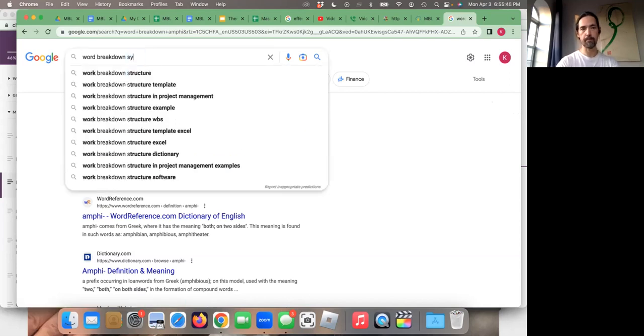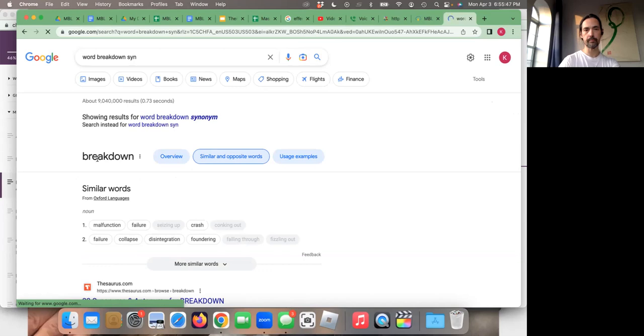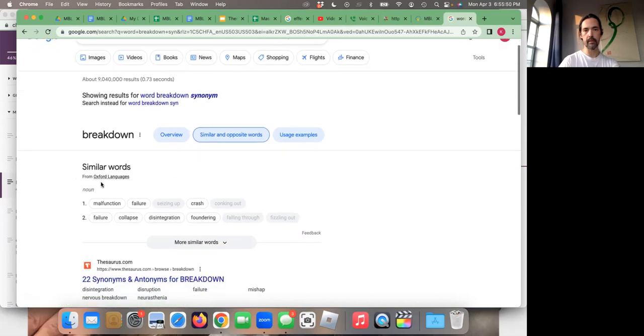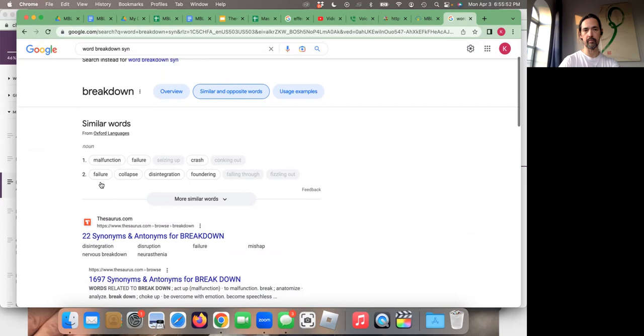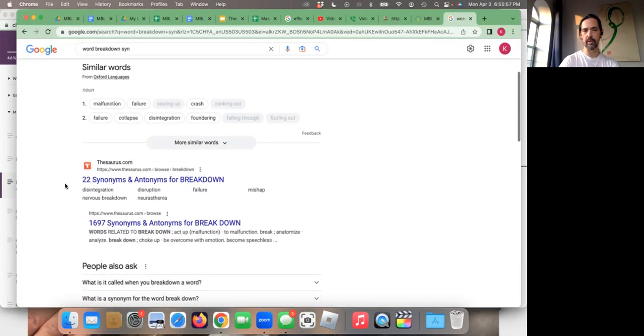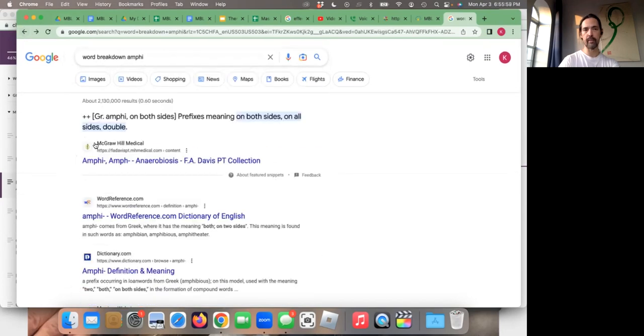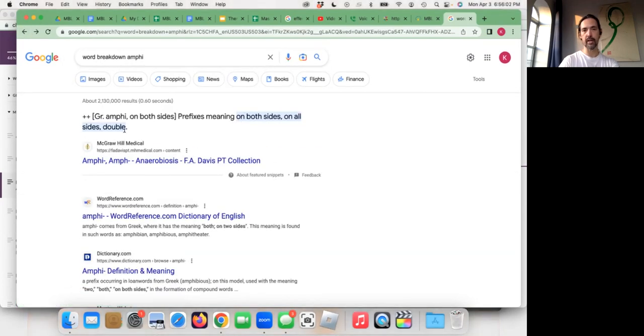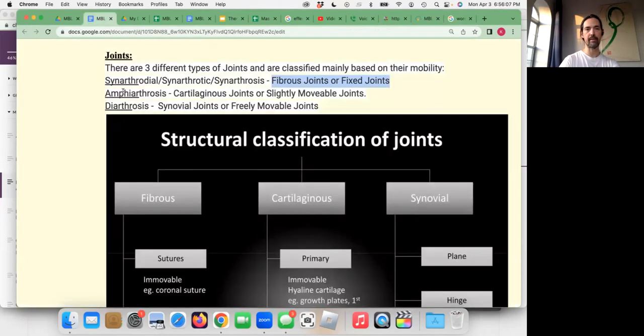So syn, like synonym, you could just regard that as meaning one, and then amphi as meaning both sides or all sides, meaning double. So syn means one, amphi means double, and di means two, like two separate, right? So one for syn, double for amphi, and then di actually means two separate.